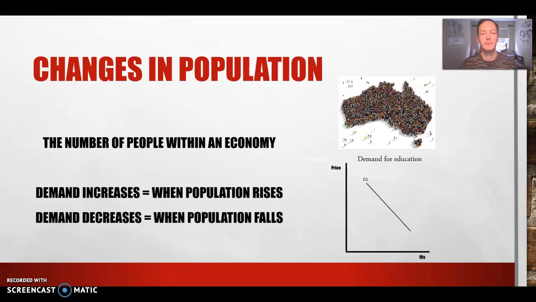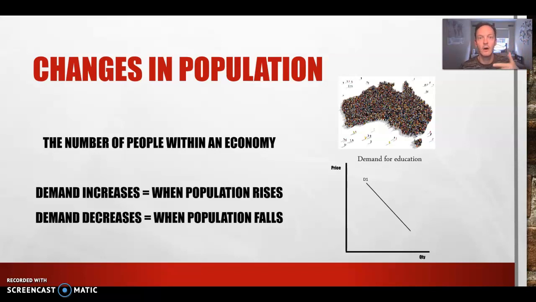Next one, changes in population. This is obviously the number of people in an economy. There are generally two ways that the population can change within the economy. One is a change in the birth rate. We're making more babies or we're making fewer babies. Speak to your health teacher if you're not sure how that happens. The other one is immigration.